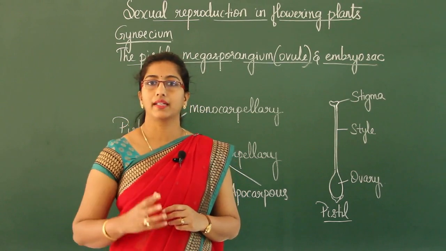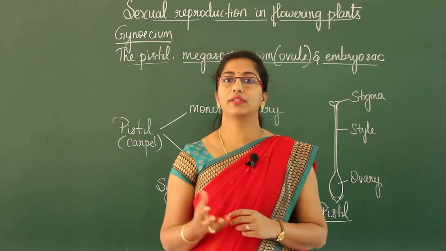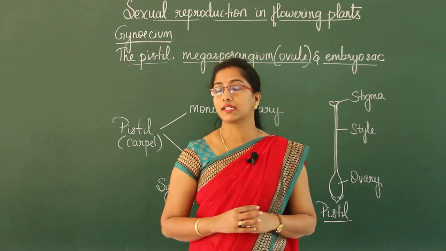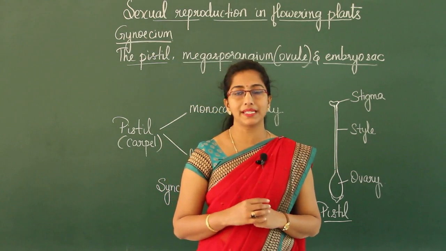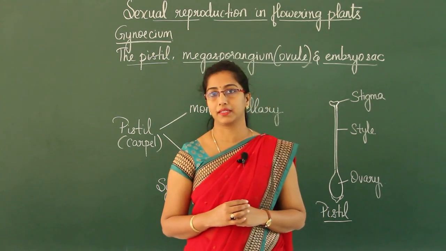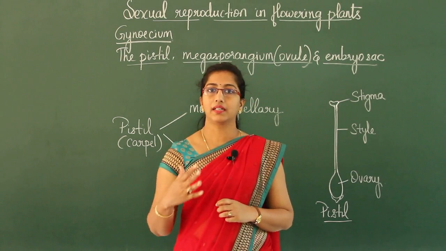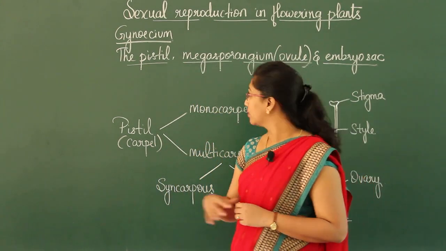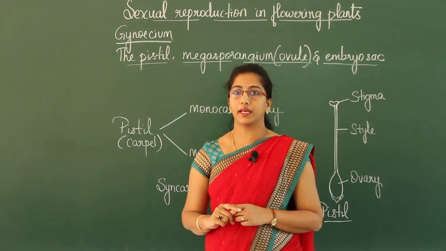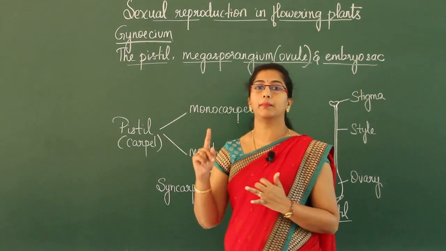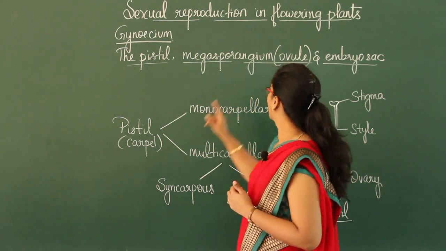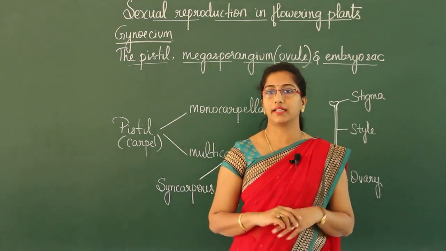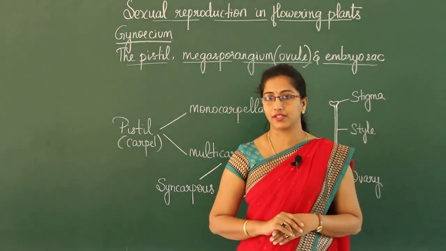So gynoecium in a flower, I told you in the last session that gynoecium consists of units called pistils, or you can also call it carpel. So we'll start with the study. Now we are going to study about pistil, megasporogenesis, and also about the embryo sac. These are the things we are going to study today under gynoecium.